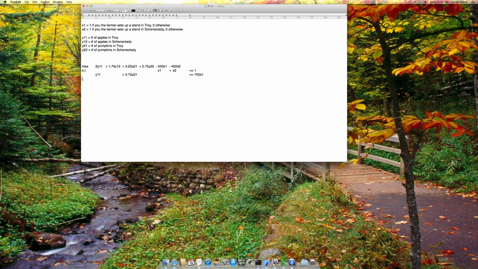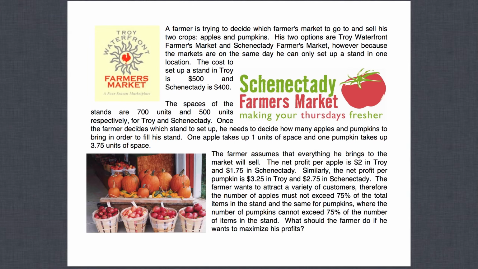And so we do the same thing for my stand in Schenectady. Here I look at the number of apples, the space that the number of apples take up, 1 times the number of apples plus the space that the pumpkins take up in Schenectady has to be less than or equal to 500 only if I set up the stand in Schenectady. So there's our capacity constraints for our stand.